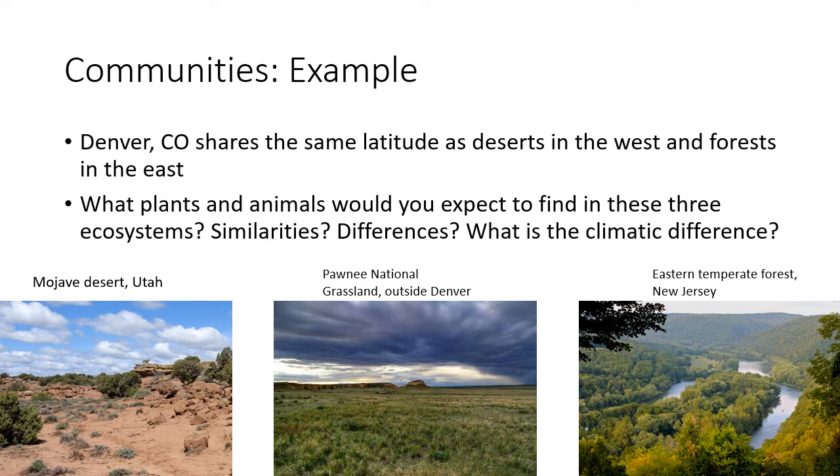If we move across from east to west in North America, we would go from eastern temperate forest to temperate grassland to desert. So think about some of the adaptations that the plants and animals in these different ecosystems, in these different biomes rather, have to deal with.